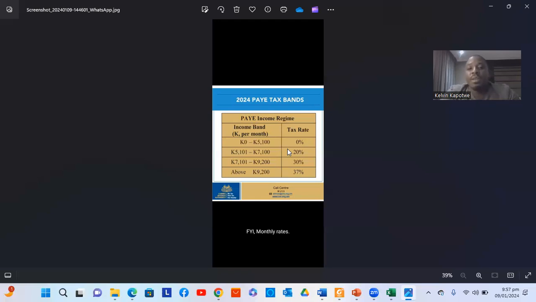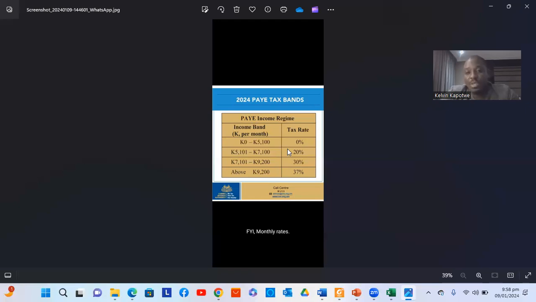Then when you move from 7,100 to 9,200, you find there's a difference of 2,100. So the third band, the 2,100, you are going to tax at 30%. Then from your total earnings, if the balance exceeds 9,200, anything above 9,200 has to be taxed at the last band, which is 37%. So that's how you calculate your taxes.